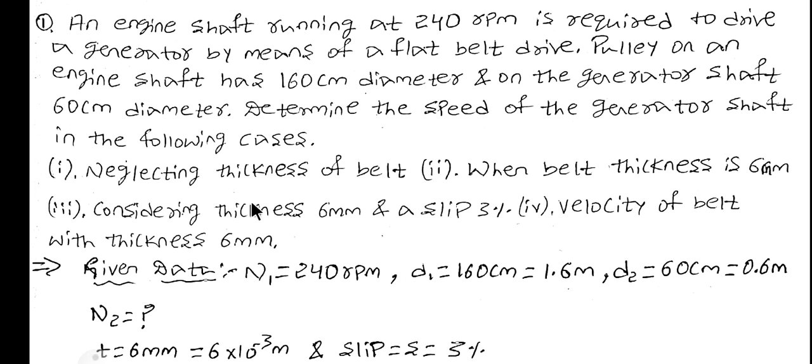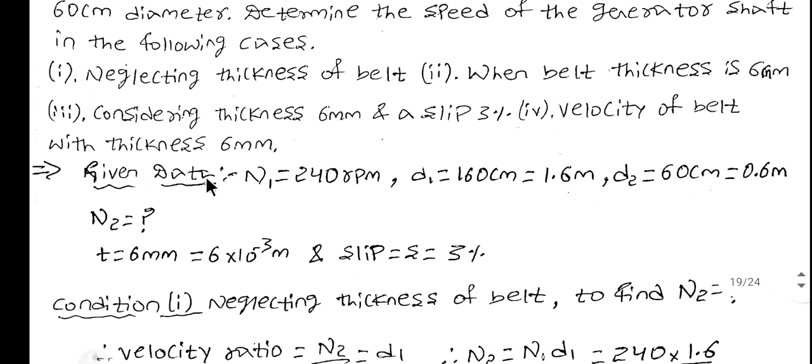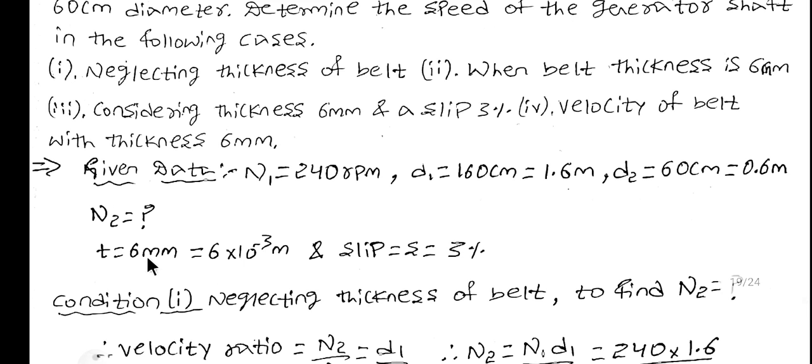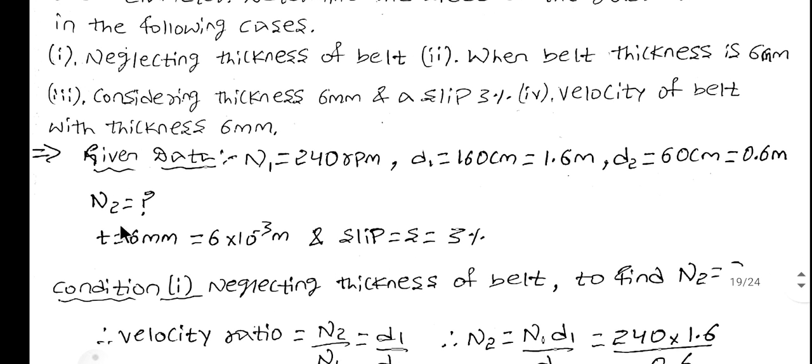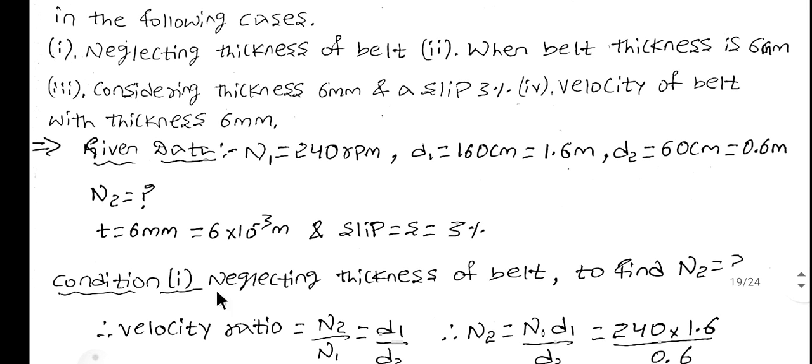Okay, we will take one by one cases. Thickness is given 6 mm, convert that into meter. It will be 6 into 10 raised to minus 3 meter. Slip, it is denoted by capital S, it is 3%. First, I will consider case 1. It is neglecting the thickness of the belt.